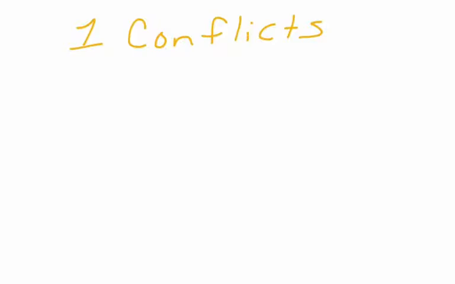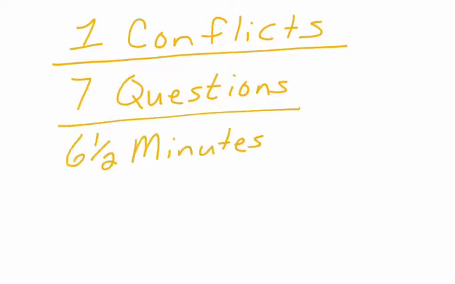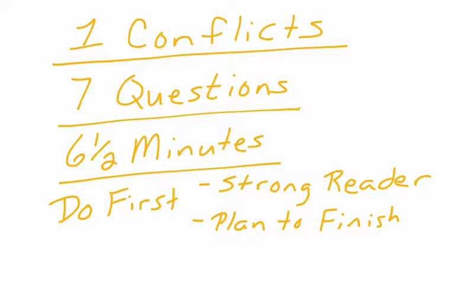In any given ACT science test, you're going to have one conflicts passage. And that passage usually has 7 questions. And if you're on track to finish the test, you want to finish it in about 6.5 minutes. And while there is not a particular order for this test, you should do this passage first if you're either a strong reader or you plan to finish the test, because there's no shortcut to this passage. You can't really go straight to the questions. You need to at least know the conflict and know the differences.